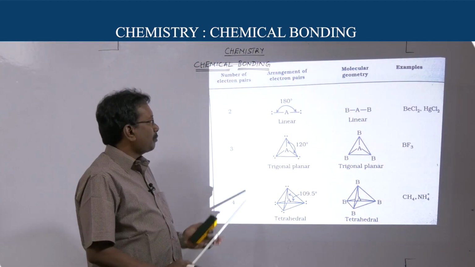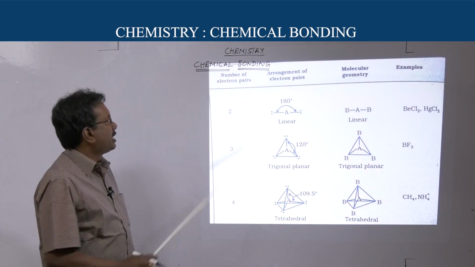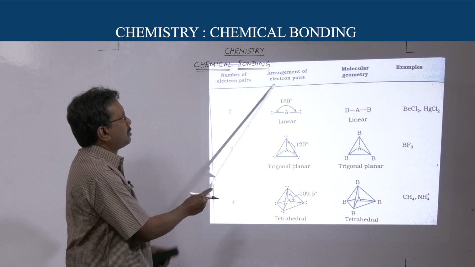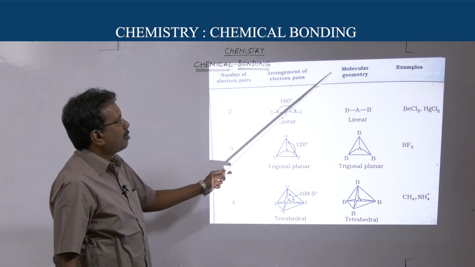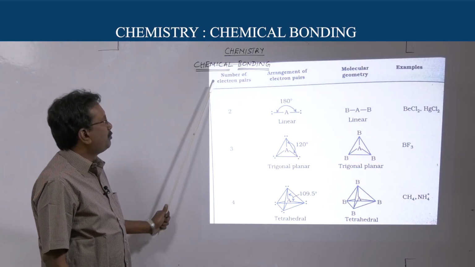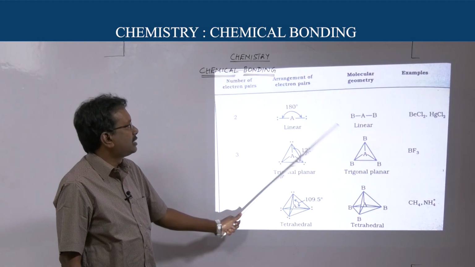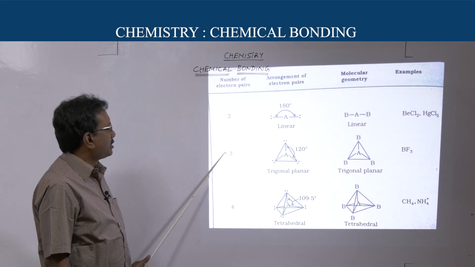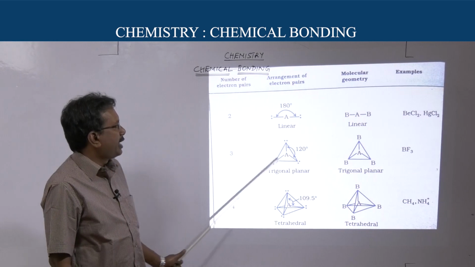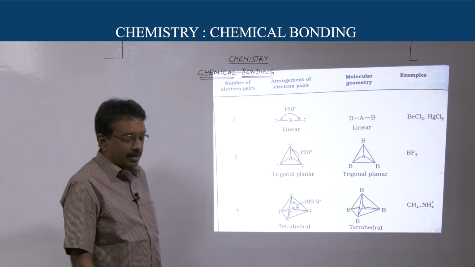Now based on that, observe the tabular form I am giving here: number of electron pairs, arrangement of electron pairs, molecular geometry and examples. So here, number of electron pairs 2. If we have 2 electron pairs, that molecule is linear, I am representing it like this. And if you have 3 electron pairs, that molecule is trigonal planar. And if you have 4 electron pairs, that molecule is tetrahedral.